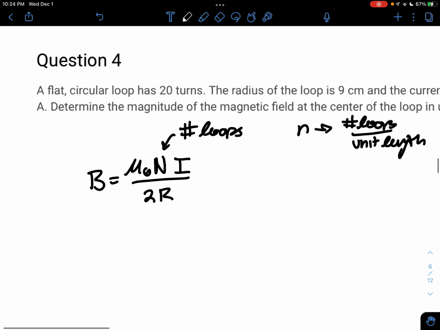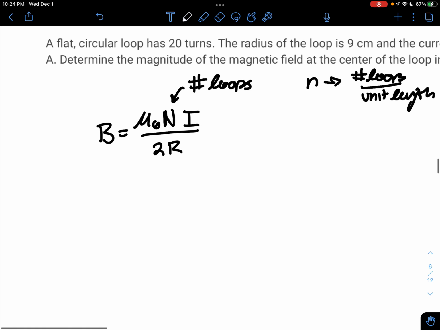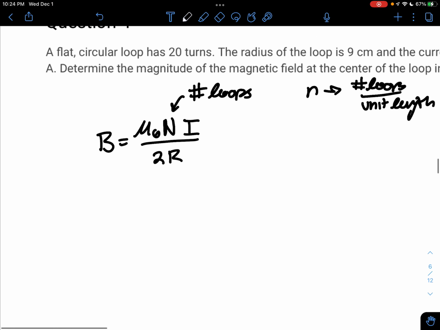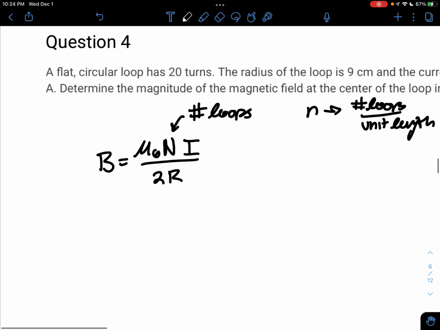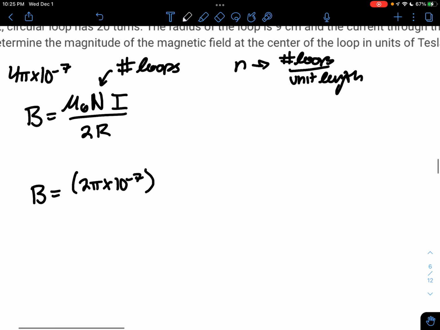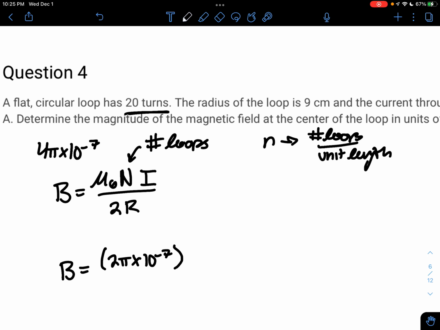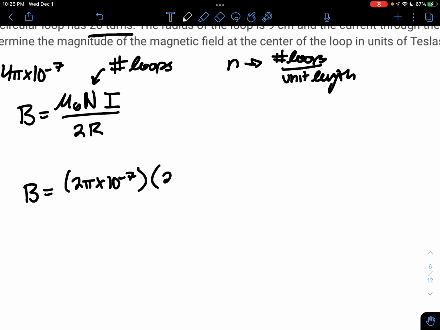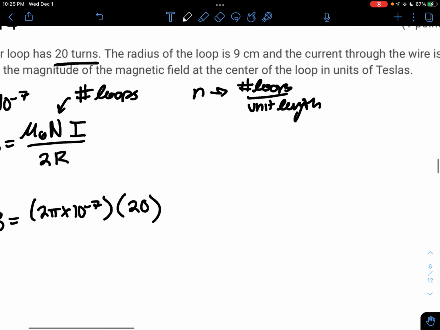So now we can plug in the information that we know here. Again, our mu naught is not going to cancel down the same way that it did before. But again, our 4 pi times 10 to the negative 7th is going to become 2 pi times 10 to the negative 7th. So that's our 2 pi. Our number of loops, we're given that there's 20 turns. That's how many times it turns around, how many loops it's doing.